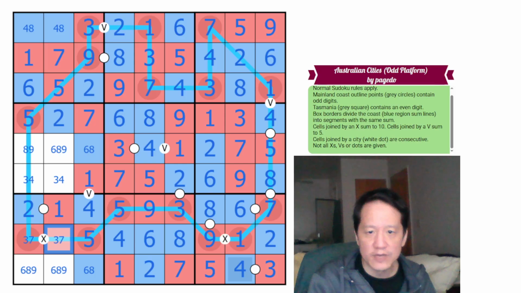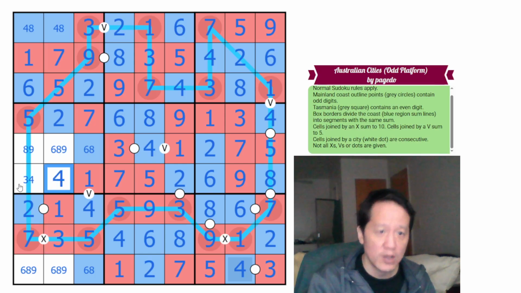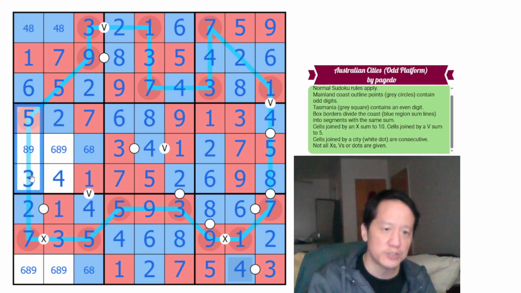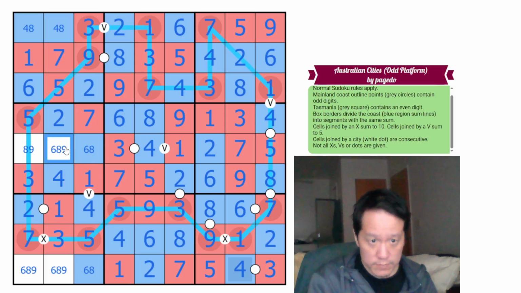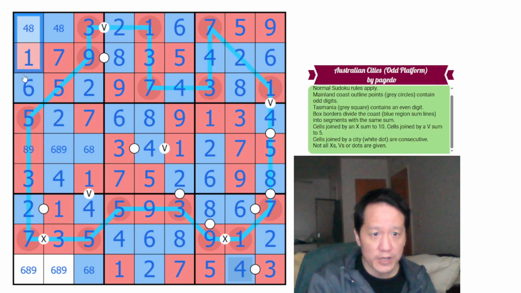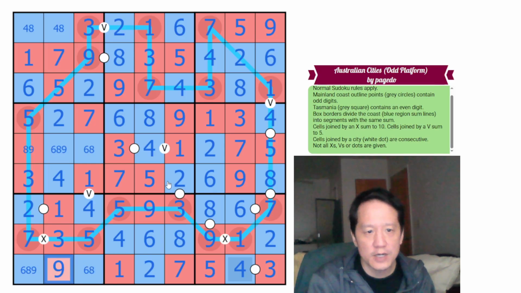This can't be 7 because of this 7, so this must be 3, which makes this 7. This 3 means this can't be 3, so this is 4, which makes this 3. So we know this is 3, 5, and 9 to add up to 17. Therefore, this is even, and this is odd. We now have 5 odds in column 1, so this must be even, and this must be odd, which forces this to be the 9.